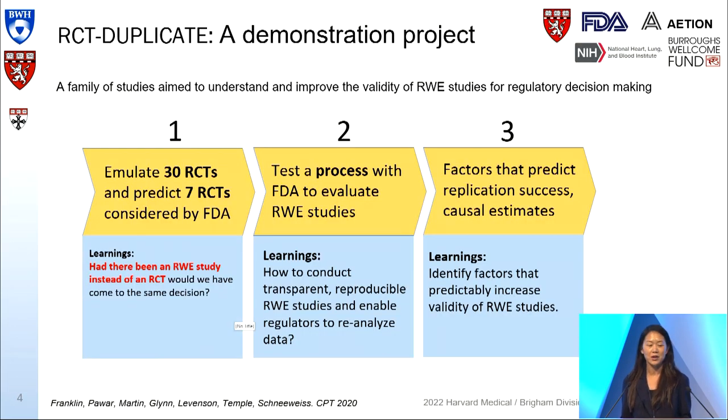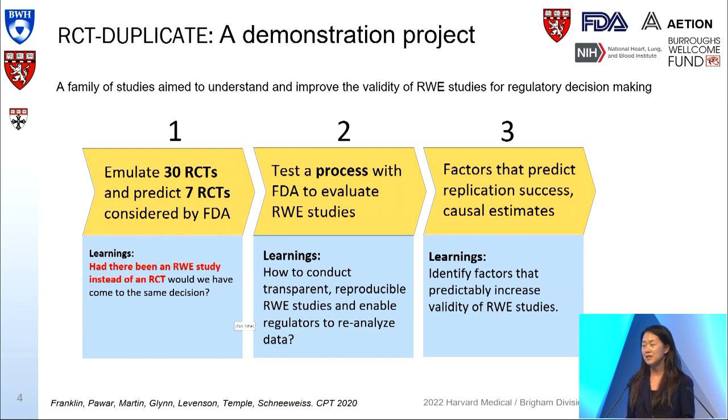So where does RCT-DUPLICATE come into this? RCT-DUPLICATE is a methods demonstration project. It's a series of projects aimed at trying to understand and improve the validity of RWE for regulatory decision making. To do this, we have three related aims. The first is to emulate 30 completed trials using database studies, and then to predict the results of 7 ongoing trials. What we're trying to learn here is, would we have come to the same causal conclusion if instead of a trial, there had been a database study?